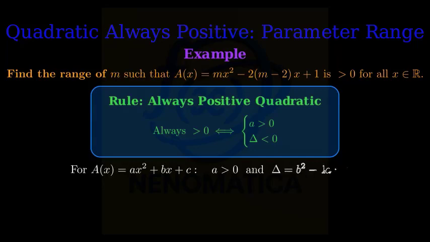Using the even b trick, we can use delta prime for convenience. For our expression, we read off the coefficients: a equals m, b equals negative 2(m minus 2), and c equals 1.